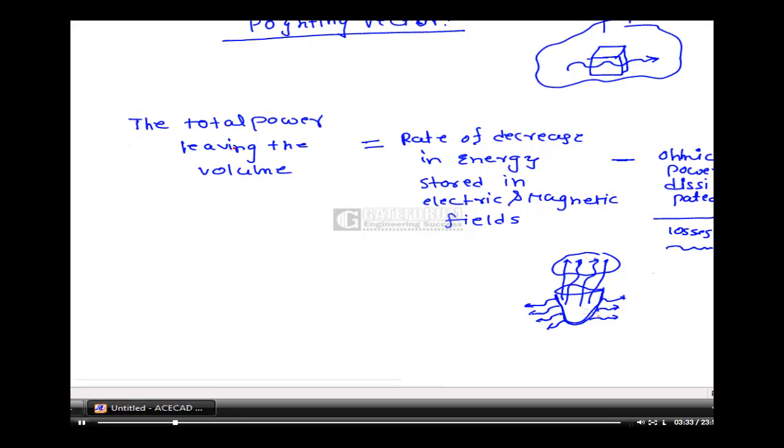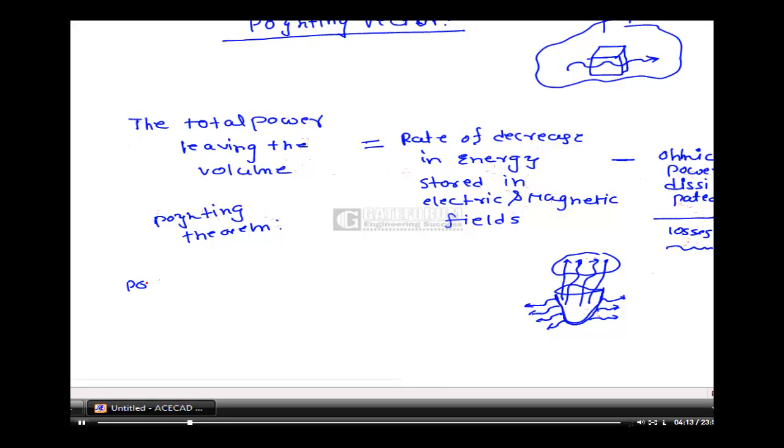Similarly, the same concept here: the total power leaving the volume is nothing but the rate of decrease in energy stored in electric and magnetic fields minus some ohmic power dissipated, nothing but some losses. This is called the Poynting theorem. Here I am not going for the derivation of the Poynting theorem. The main concept of the Poynting theorem is that it gives the power of an electromagnetic wave.